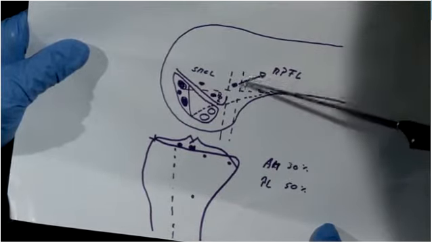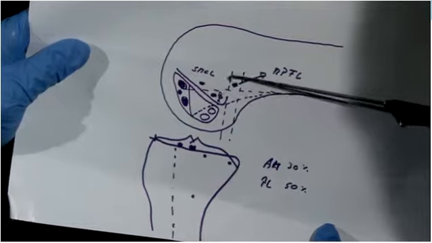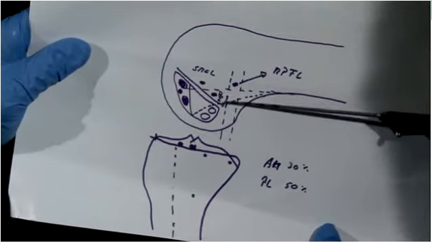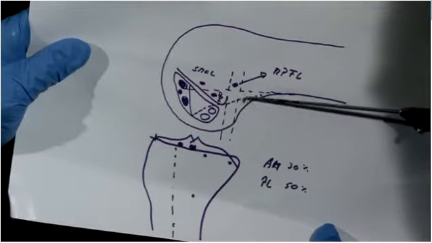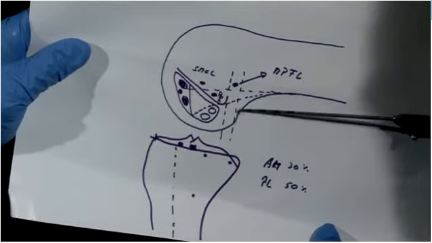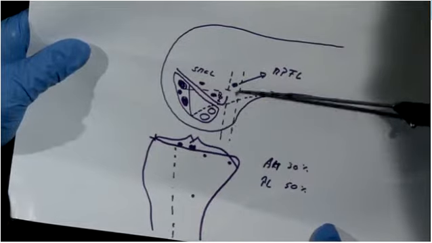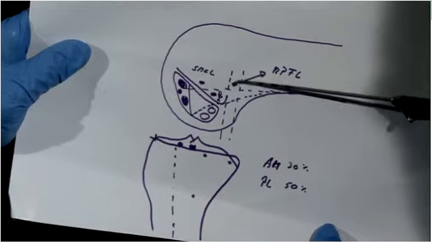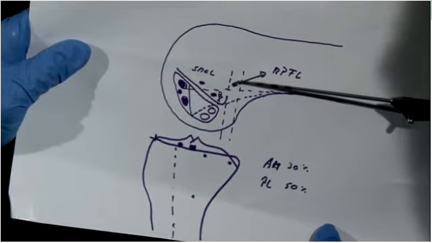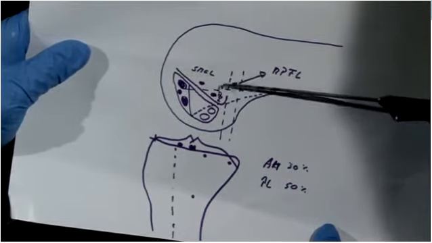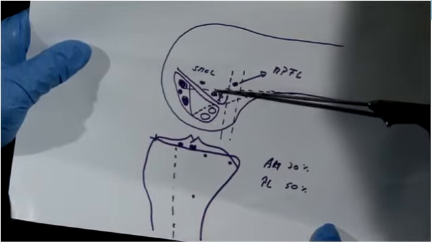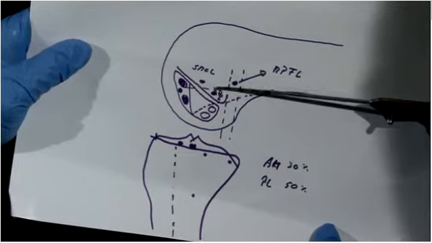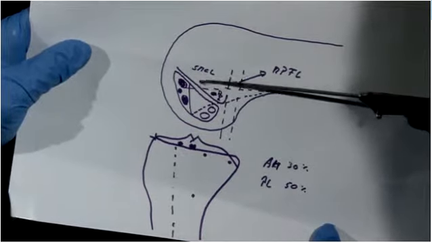For the MPFL insertion, which is here, you need to draw a perpendicular line to this first line, which goes to the posterior part of the Blumensaat line here, and to the posterior edge of the condyle here. So you have this, and just at the intersection of these three lines, you have the MPFL insertion on the femur. Then, if you go further, just above the Blumensaat line here, you have the insertion of the posterior oblique ligament, the POL, and here the superficial MCL.